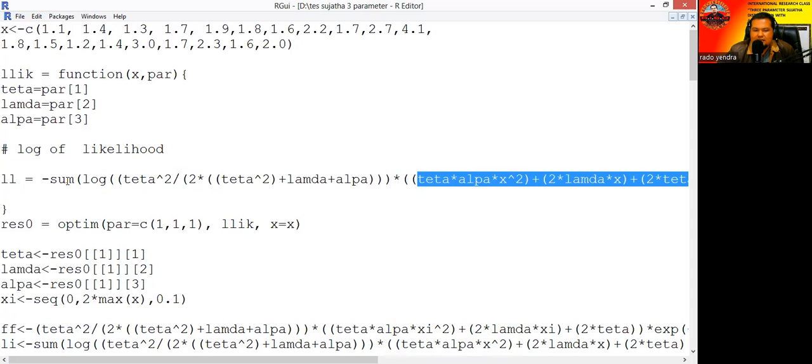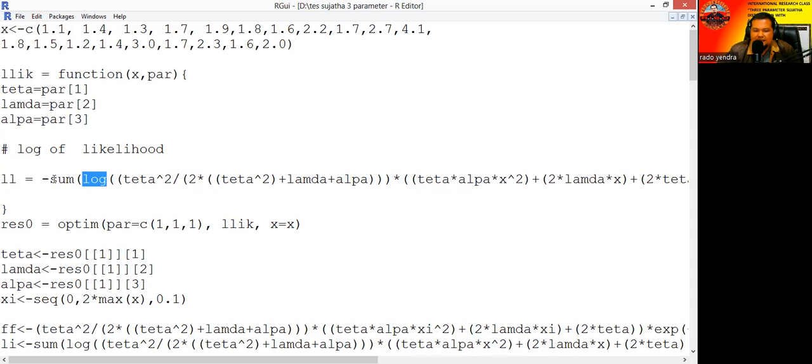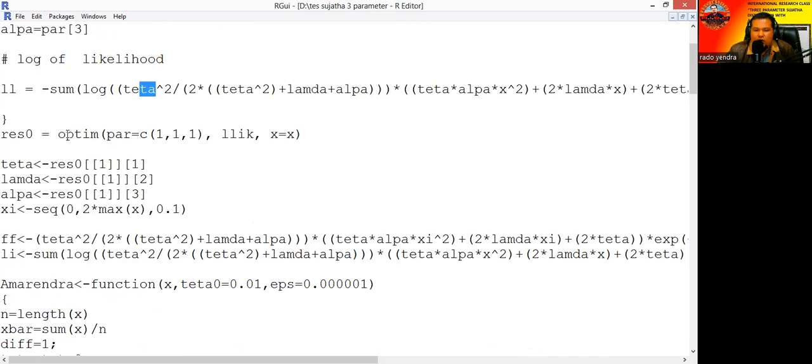We just use the operation logs and the sum and then the minus sign here. It means you use the log likelihood of the Three-Parameter Sujatha distribution. And then if you use the optim tools in R, it means you are using a numerical method to solve the equation.